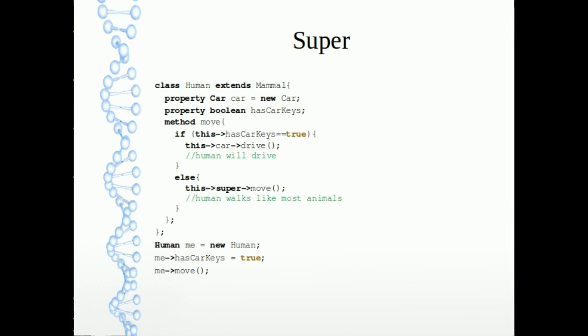When this method is called, the method will check the hasCarKeys property of the me object, and if it is set to true, then the method drive of the car property of the me object will be invoked. Else, if me does not have car keys, then the move method of the parent class of the human class is invoked, because me is an instance of the human class, with its parent class or superclass being the mammal class. This in effect means that if an instance of the human class has their car keys and they are asked to move, they will drive using their car. Otherwise, they will move in the same fashion as other mammals, by putting one foot in front of the other.